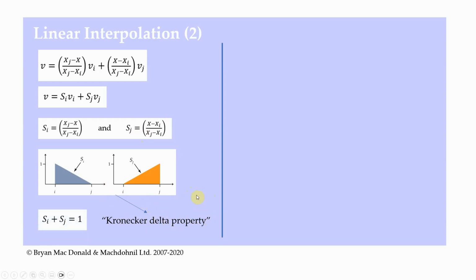The other thing we notice is that for any point between i and j, between the points we're interpolating, Si and Sj add up to 1. If we take a look at point i, Si is 1, Sj is 0, so 1 plus 0 is 1. Similarly at j, Si is 0 and Sj is 1, so we get 1. Halfway in between, Si is 0.5 and Sj is 0.5, so they always add up to 1. Any point in there, they must add up to 1.